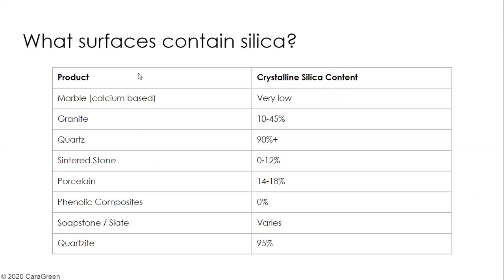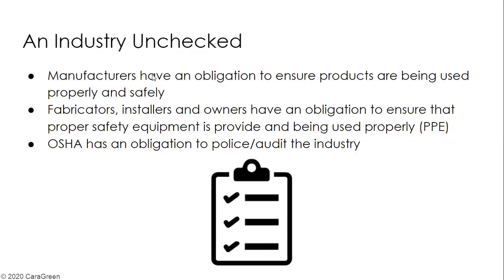So what surfaces contain silica? This chart shows you which different materials contain silica and in what amounts. You can see granite can be up to 45–50% silica. Quartz is 90% plus. Some of the sintered stones and porcelains are at the lower end. And then quartzite, which is basically earth-made quartz, is 95% quartz. So it's nearly 100% quartz. But that's the chart that shows the different contents.